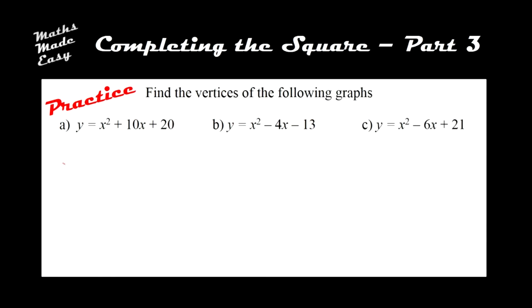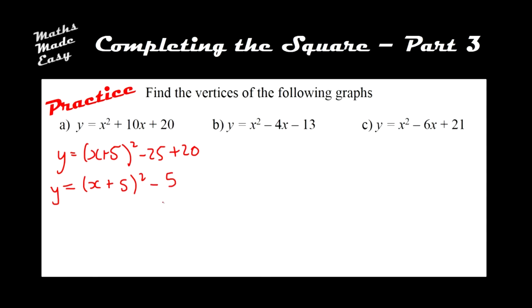Okay, here are the answers then. So for this first one, we need to complete the square. We get x plus 5 all squared, subtract 25 plus 20, which is y equals x plus 5 all squared, and then subtract 5, which gives you a vertex of negative 5, so I'm on the opposite sign of this, but then the same sign as this, which is also negative 5.